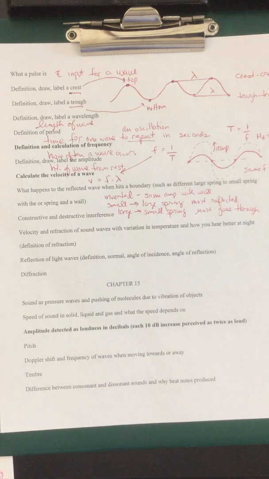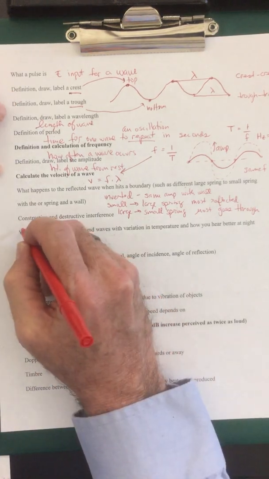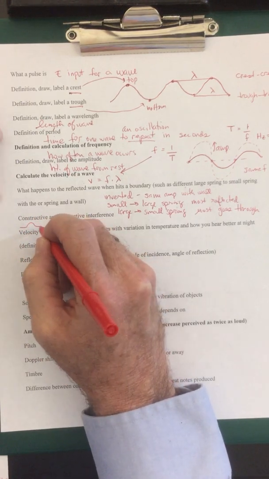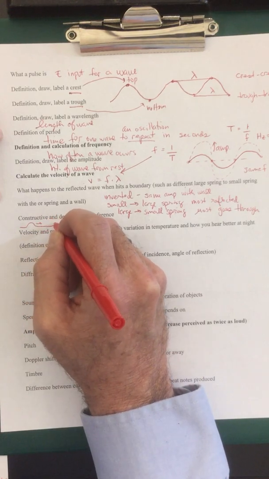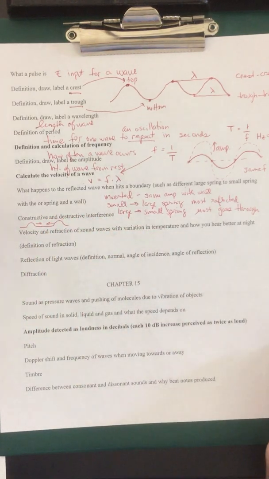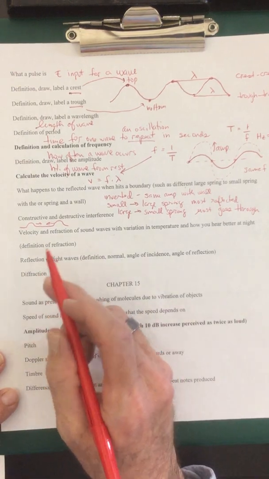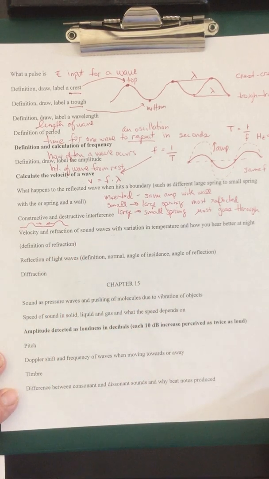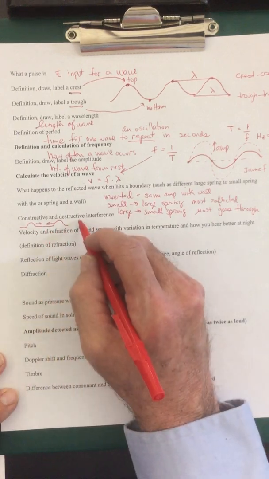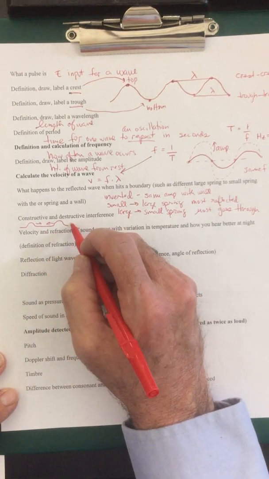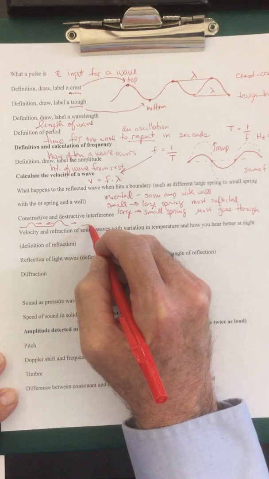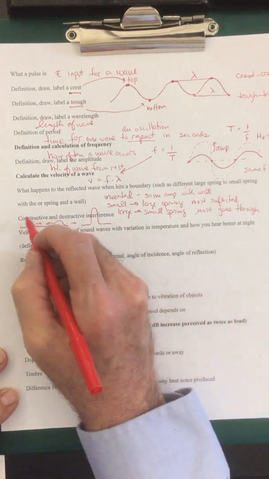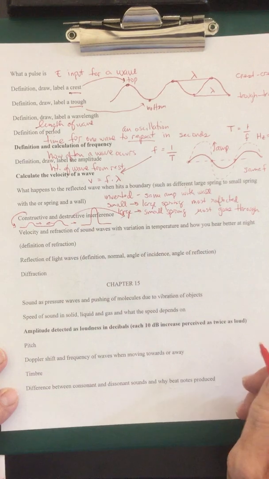Constructive and destructive interference. Constructive interference is when the waves build upon each other. If you have two waves approaching each other, they're going to be constructive. They will add to each other. We're going to get twice the amplitude. So that's constructive, and the result will be a very large wave like that.